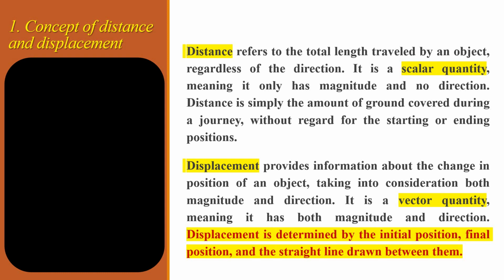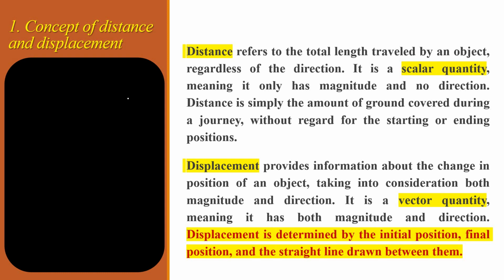Whereas displacement provides information about the change in position of an object, taking into consideration both magnitude and direction. It is a vector quantity, meaning it has both magnitude and direction. Displacement is determined by the initial position, the final position, and the straight line drawn between them.